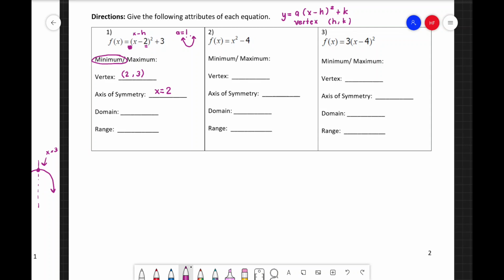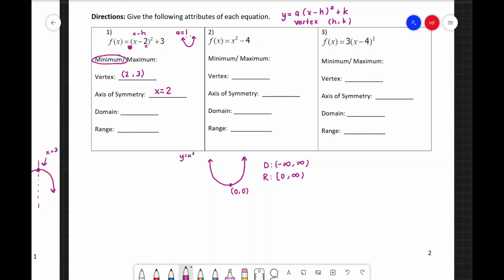And then when we're talking about domain and range of these functions, on my parent function, the domain is going to go all the way to the left, all the way to the right. So it's going to cover every single value. My range is going to start at 0 and go up. So we're not going to get any lower than 0. So 0 included all the way to infinity. This is my parent function.